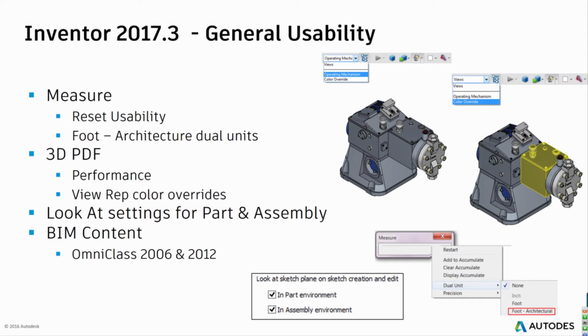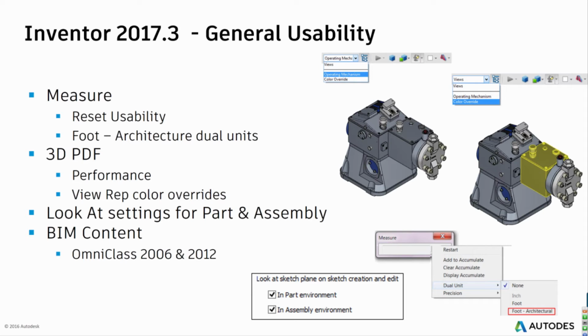From a BIM content standpoint, if you're using our BIM exchange tools, we've also continued to refine the different part classifications with OmniClass 2006 and 2012 settings. So this adds different classification codes for different types of components, and also aligns with our Revit tool on the AC side of the business to make sure we're staying in alignment from a BIM content creation standpoint.